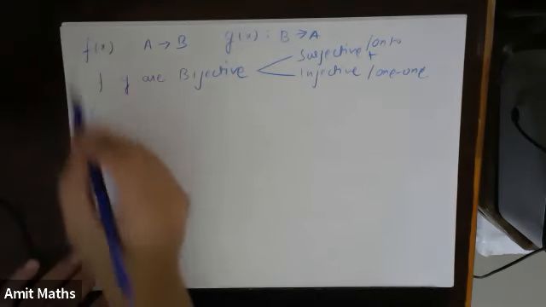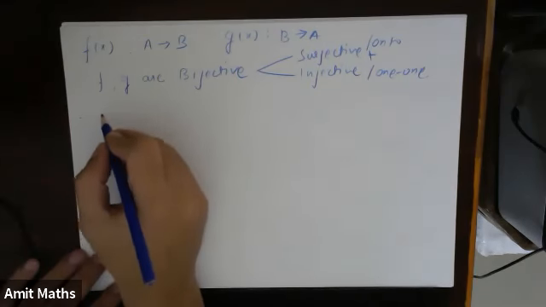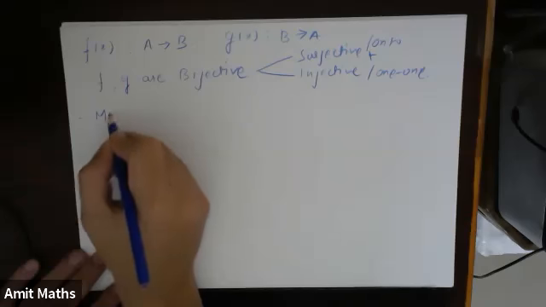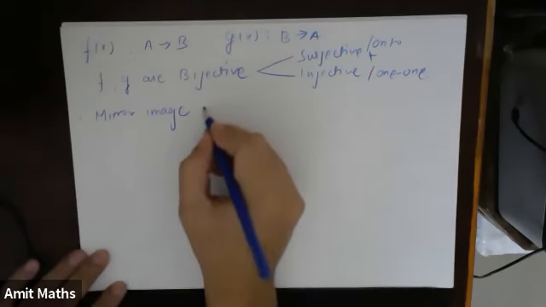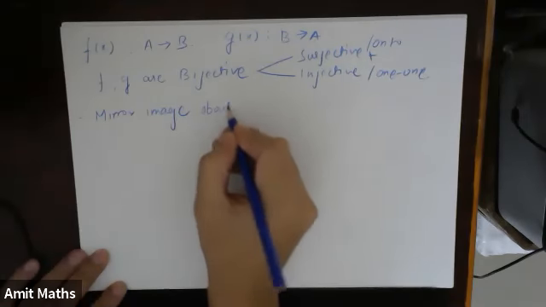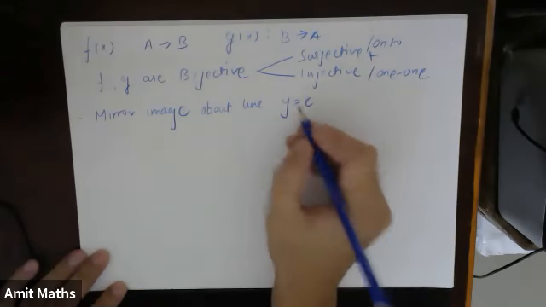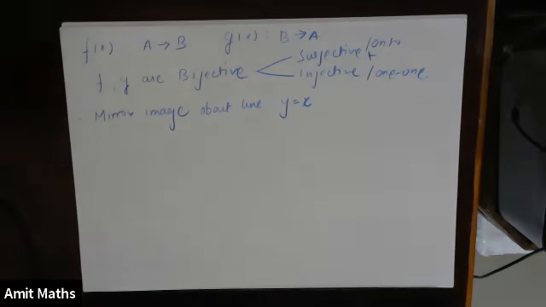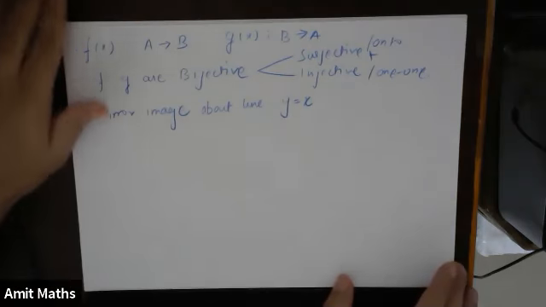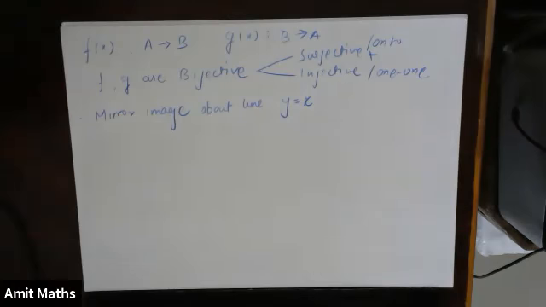The second property was that the graph of the inverse function is the mirror image about the line y equals x. So if the graph is given for the function, then we can always find the graph of the inverse of the function by drawing its mirror image about the line y equals x. This was the second property.